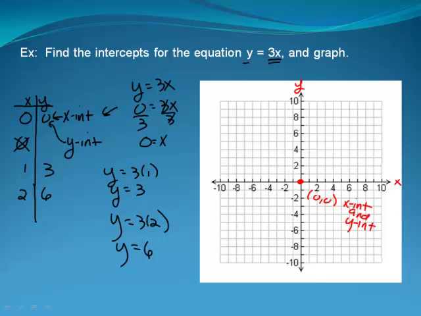So if I plot those points, I've got 1, 3, which is 1 to the right and 3 up. And I've got 2 to the right and 6 up. So 2 to the right and 1, 2, 3, 4, 5, 6 up. And again, it does look like those lie in a straight line that goes through the origin 0, 0. y equals 3x.